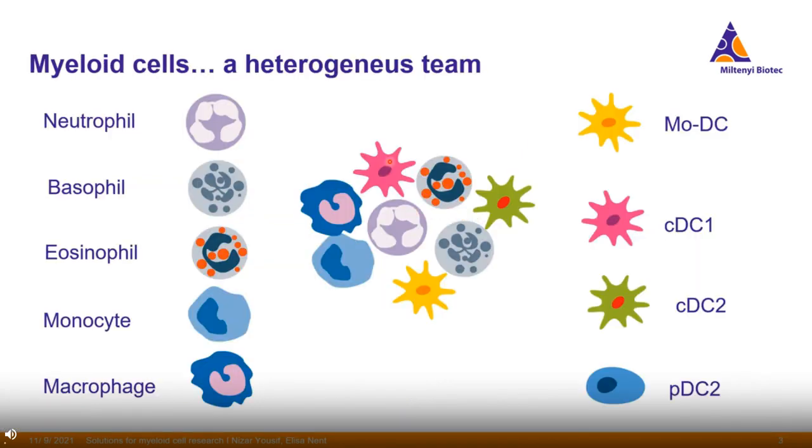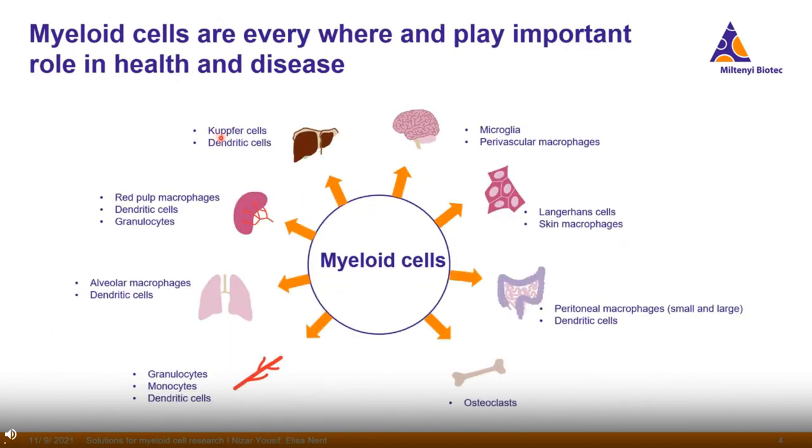Myeloid cells are diverse and beautiful. They possess different shapes and sizes, as you observe here in this slide. Myeloid cells are present everywhere. You find in the liver, Kupffer cells and dendritic cells. If you look at the spleen, you find red pulp macrophages, dendritic cells, as well as granulocytes. In the lung, alveolar macrophages and also dendritic cells. Present in the blood are granulocytes, monocytes, and dendritic cells. And an example of myeloid cells in the bones are osteoclasts.